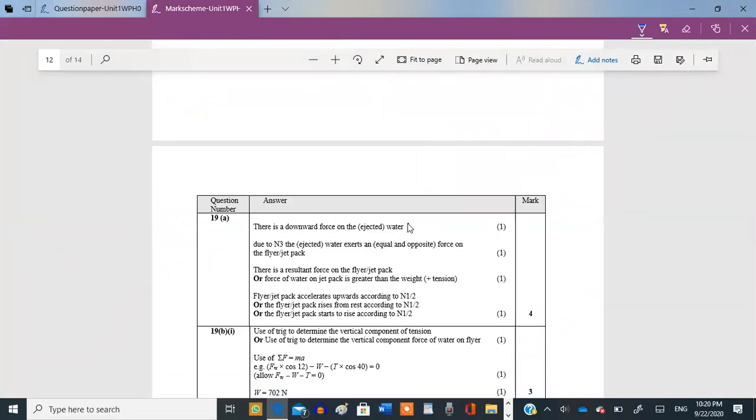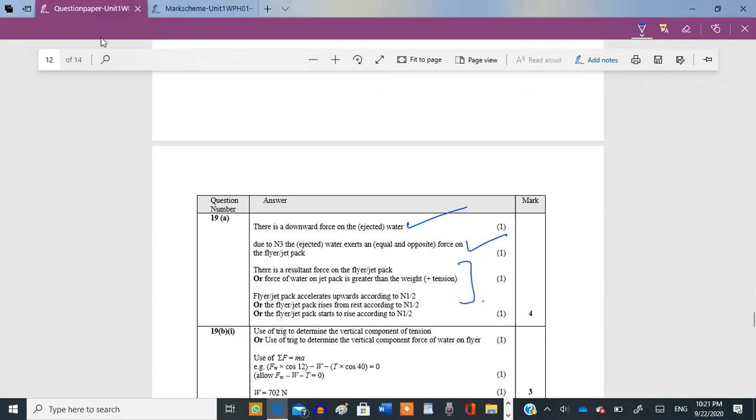There's a downward force on the ejected water. Due to Newton's third law, it exerts equal and opposite. There's a resultant force on the flyer jetpack. This is Newton's second law. Accelerates upwards according to Newton's first law, second law. Okay, these two laws we didn't mention.